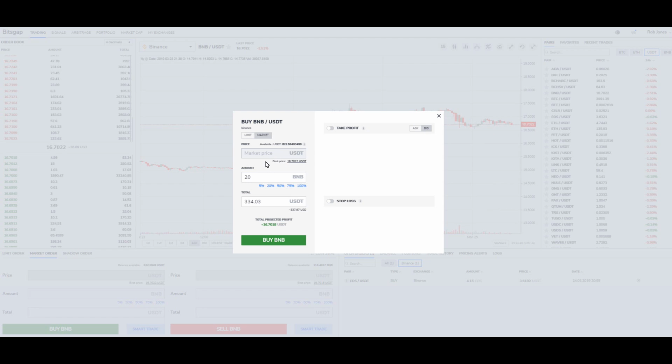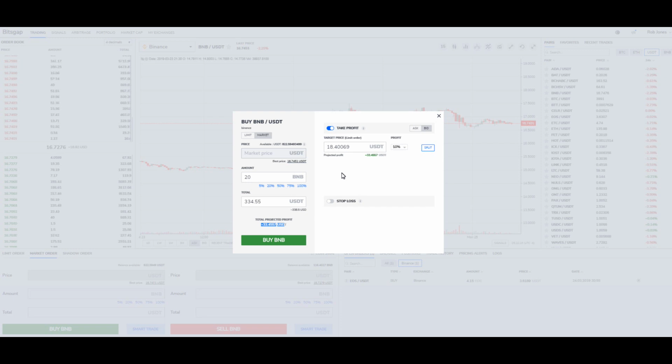So again, if we just want to buy 20, and then we're thinking on this order, you know what, I don't want to hold on to BNB. I'd like to sell it once it reaches a certain percentage of profit. If I want, say, 5% profit, it's already going to calculate that for me. If I only want to grab a quick 2%, it's going to calculate that. If I want to do 10%, it's going to calculate that. It shows you your profit right there.